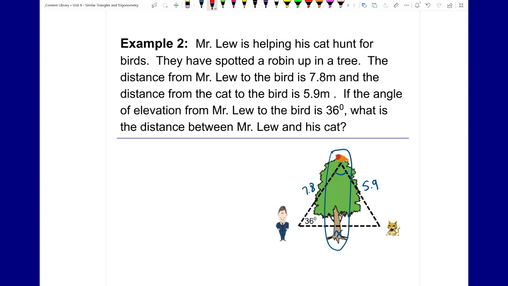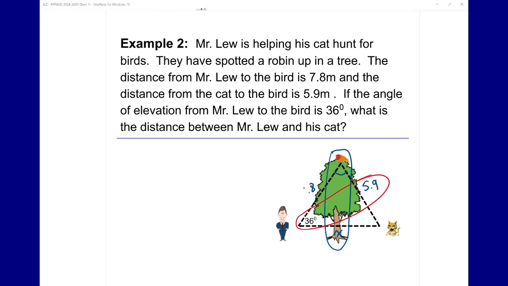What I do have though, is a full pair here and a half pair here. So I can use my sine law to find this missing angle here, which I can then use in conjunction with the other angle to find my missing angle at the top, and then I can use my sine law to find that last missing side. So I'm going to find this missing angle first.